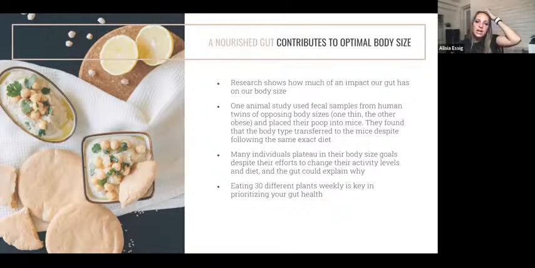I want you to think of your gut like its own ecosystem, right? It's like the rainforest. And in the rainforest, you have snakes and you have trees and you have bugs and you have all of these other things going on. But when you're only feeding certain animals or insects in the rainforest, if they're all the mosquitoes, there's so many mosquitoes, right? And other bugs are dying off, it's not going to be a healthy environment.